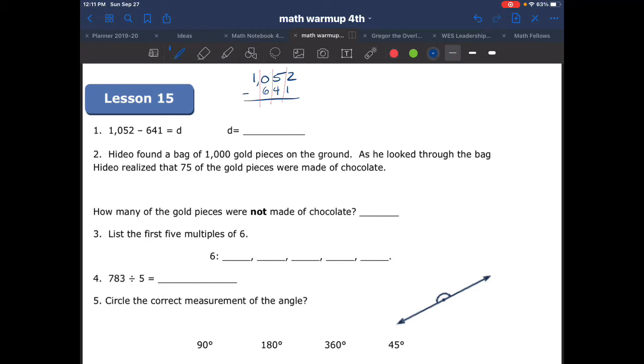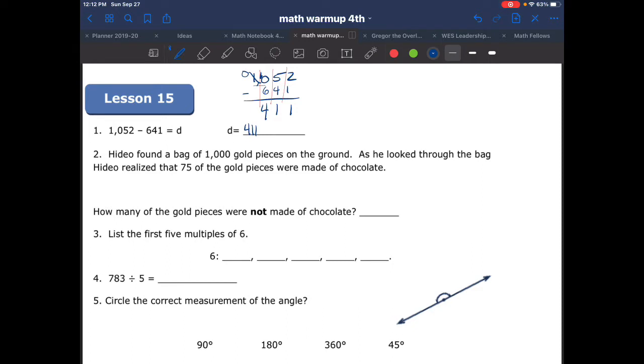Okay, 2 take away 1 is 1. 5 take away 4 is 1. 6, I can't get the 6 from the 0, but I can get the 6 from 10, and that is 4. If it bothered you that I did that, I could also cross this out and make this a 1 and this a 0. Same thing. So 411. D is 411.